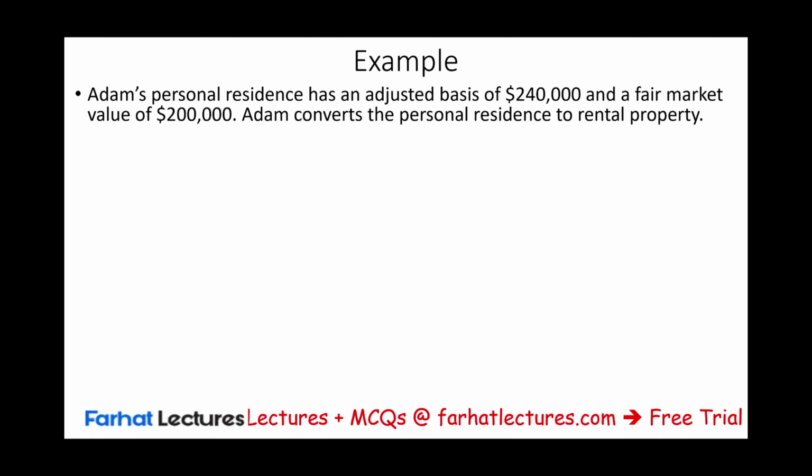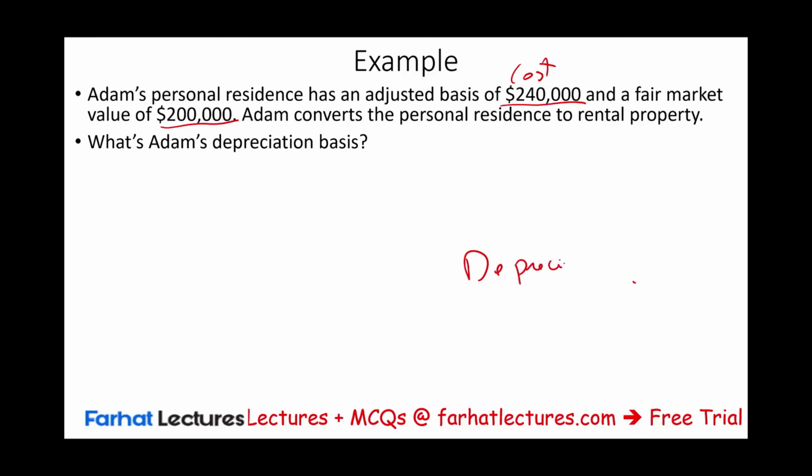Adam's personal residence has an adjusted basis of 240. So Adam purchased this property for 240,000, and it has a fair market value of 200,000. Adam decided to convert this property into a rental property, going from personal to business. The first question to you is this: when Adam computes his depreciation, what is the basis for the depreciation? Is he going to depreciate 240,000 or is he going to depreciate 200,000?